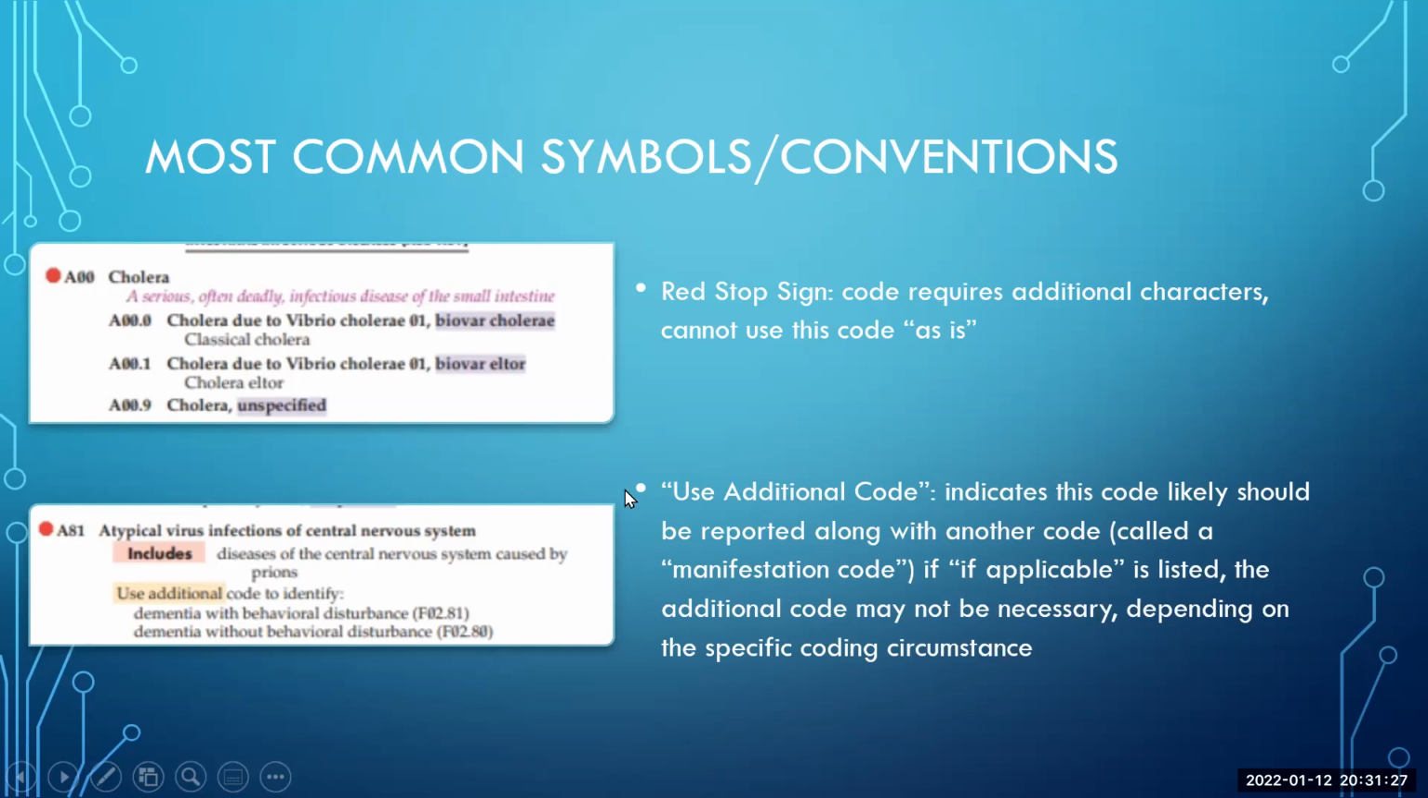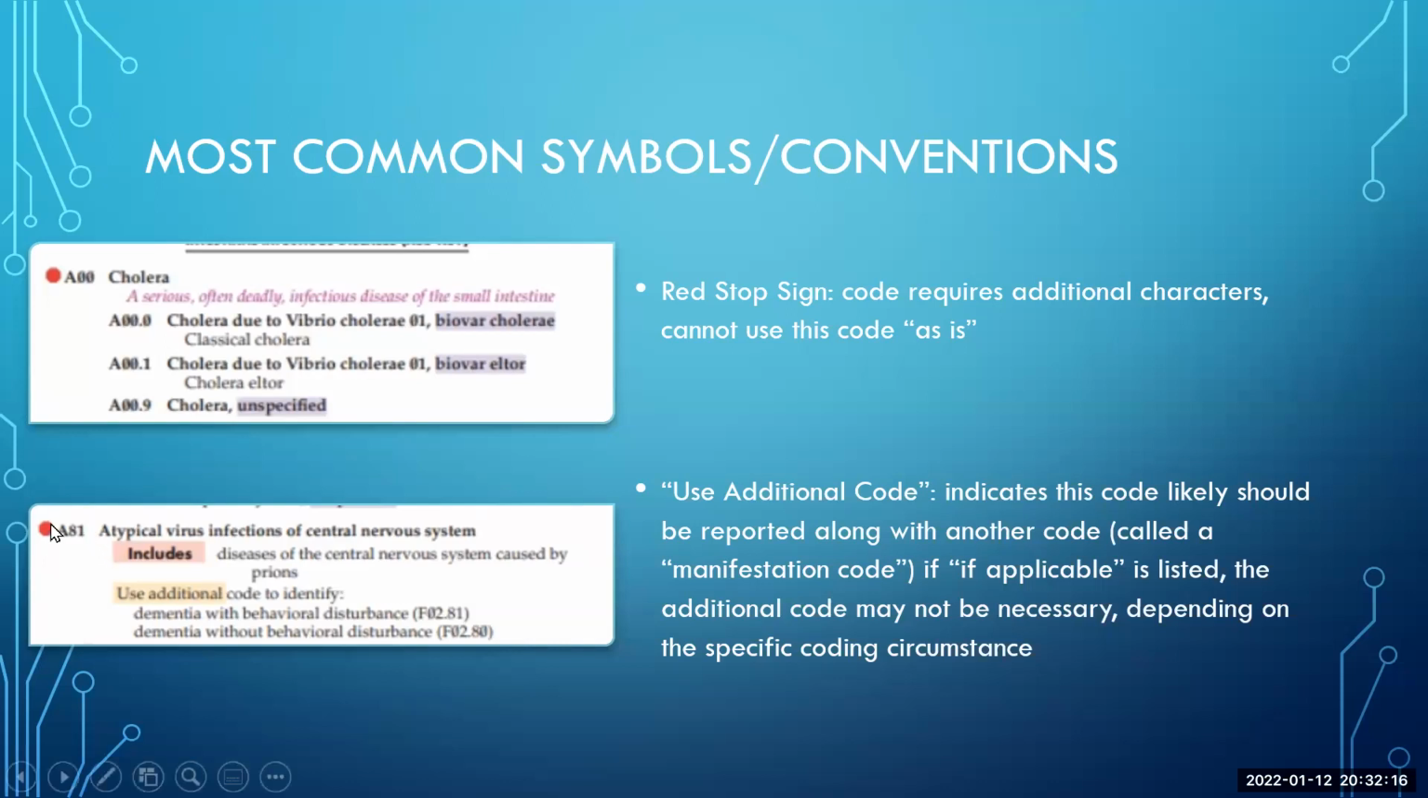Use additional code. So this is a note that you'll see fairly frequently, and it indicates that the code likely should be reported along with another code. They might also say if applicable, and that would be dependent on the circumstance. So for here, I have a quick example. So we're going to have atypical virus infections of the central nervous system. It says use additional code to identify dementia with behavioral disturbance or dementia without behavioral disturbance. So that is indicating that if dementia exists and is related to these atypical viral infections, you would use those codes additionally, along with whatever A81 code you're going to use.